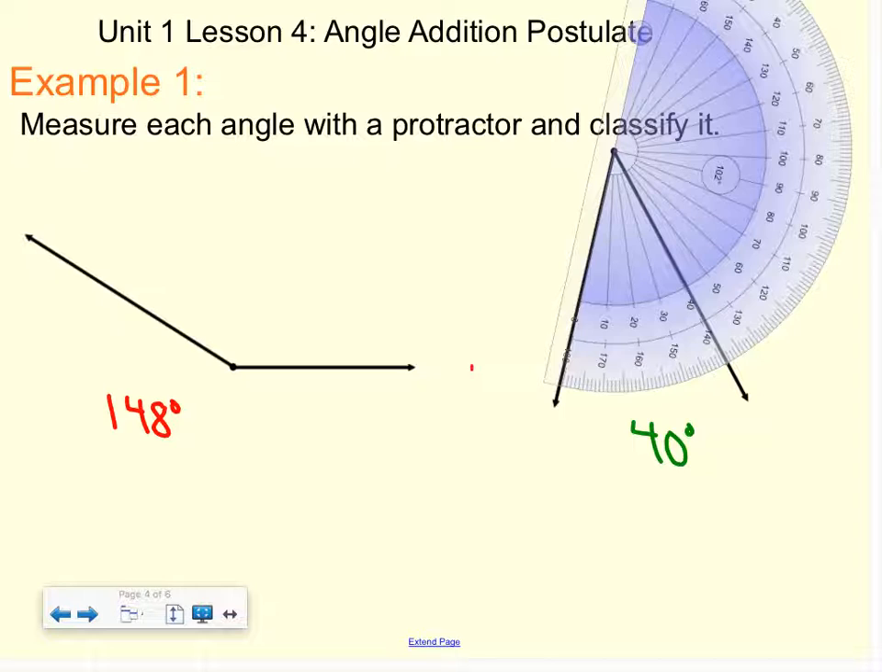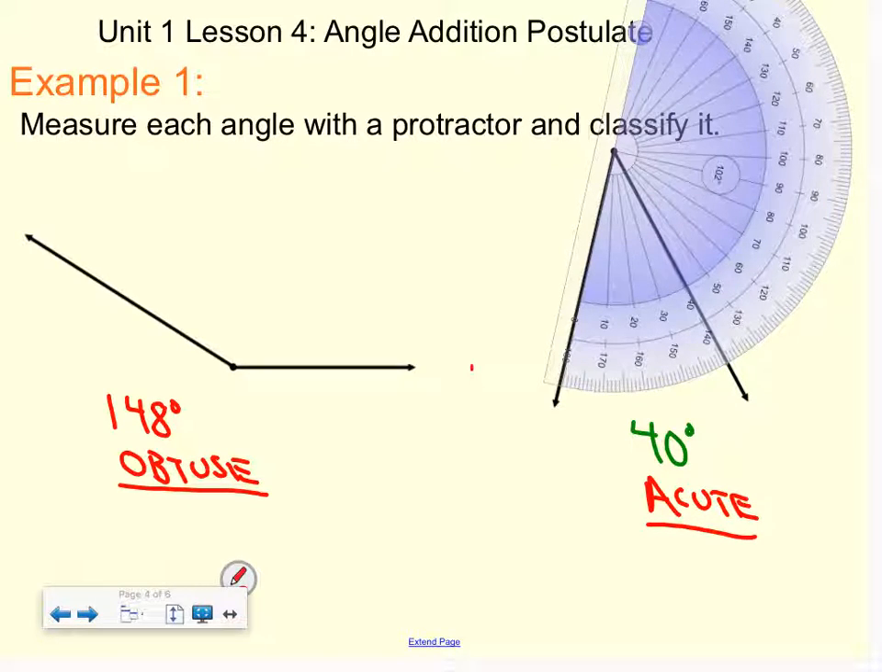Now, the big thing here is to classify it. Well, we're going to classify this one. If it's greater than 90, it's obtuse. Here we are now classifying it. And over here, it's less than 90, so it is acute. And we have classified our angles.